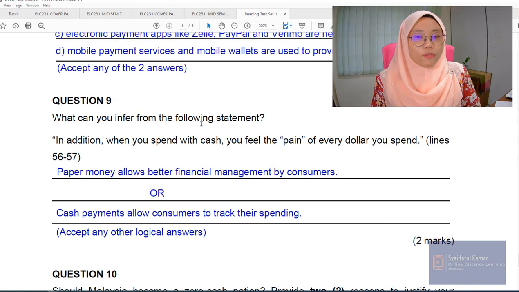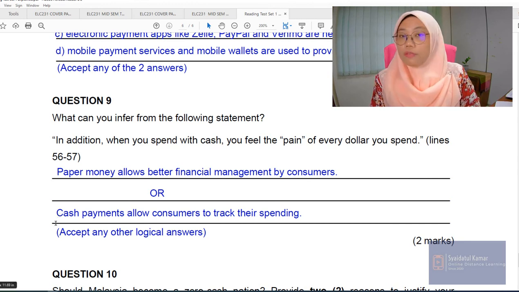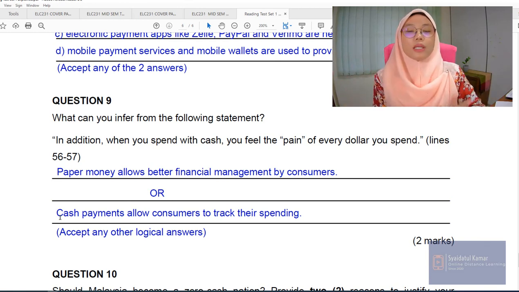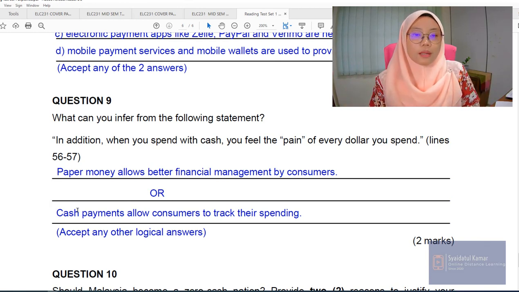And what can you infer from the following statement? Again, this is a paraphrasing technique or summarizing skill. So this is the answer: paper money allows better financial management, or cash payments allow consumers to track their spending. If you give any other logical answers, I will accept that.